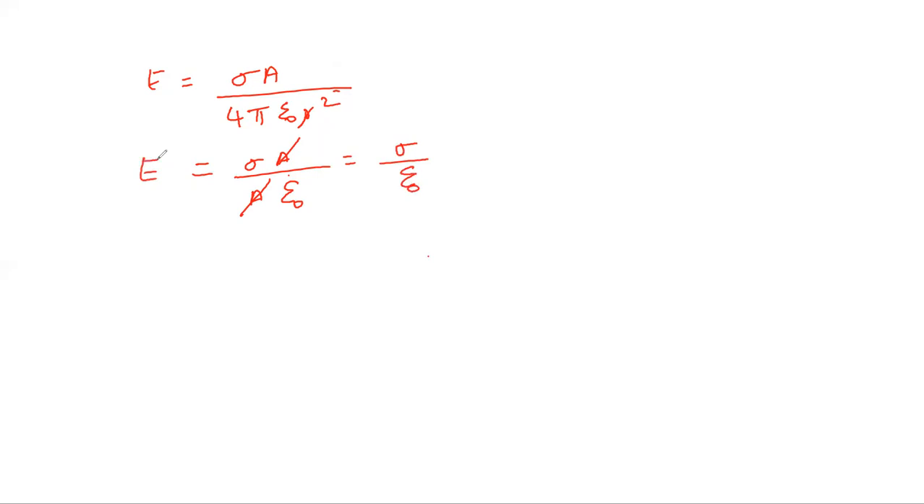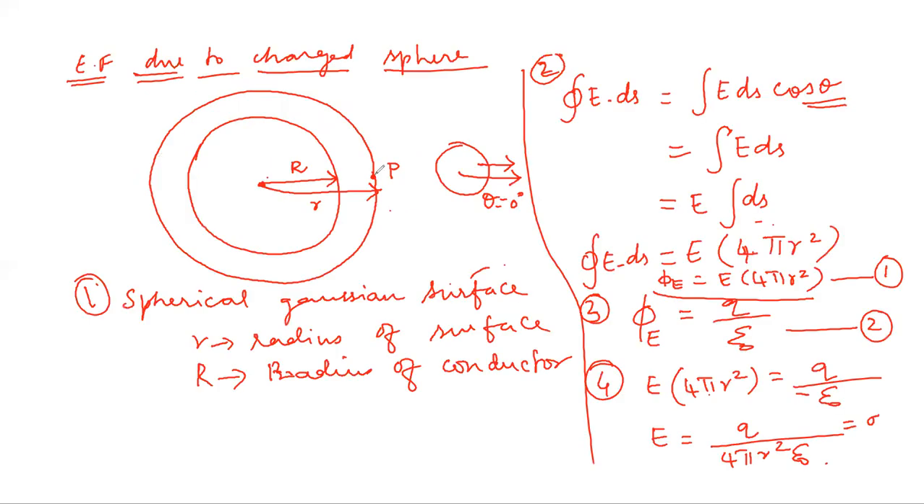So this is the electric field we have found due to a charged sphere at a point lying outside it. So what we did, to find the electric field at some point lying outside a charged sphere, we considered a spherical Gaussian surface. And we defined some important things, like the radius of the surface and the radius of the sphere. Next, we found E dot ds. E dot ds is nothing but E ds cos theta. Here, this is the area vector direction and this is the electric field direction. Theta is 0, so cos 0 is 1.